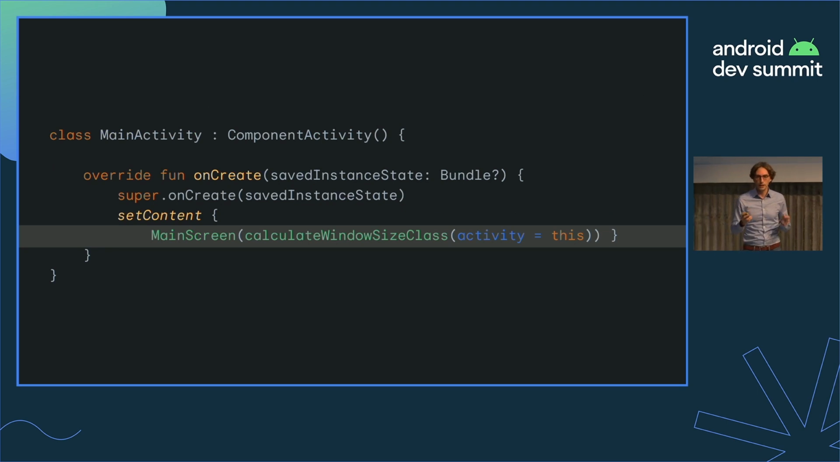And in my main activity, how do I pass this window size class object to my composable? Where it's very easy, again, thanks to the Material3 library, you can have access to a utility method that helps you compute the window size class from the activity.